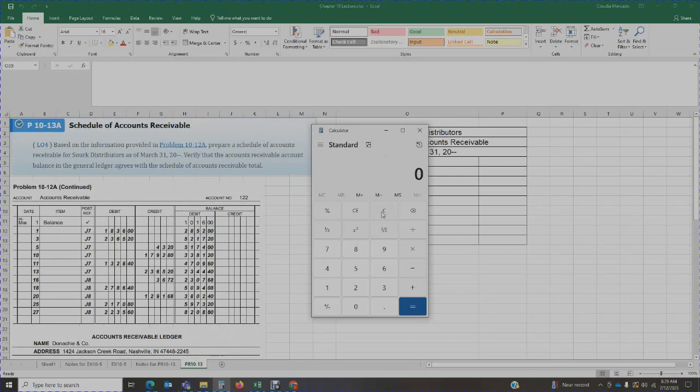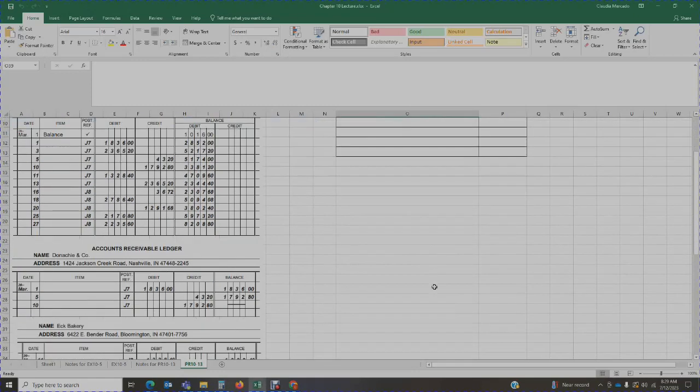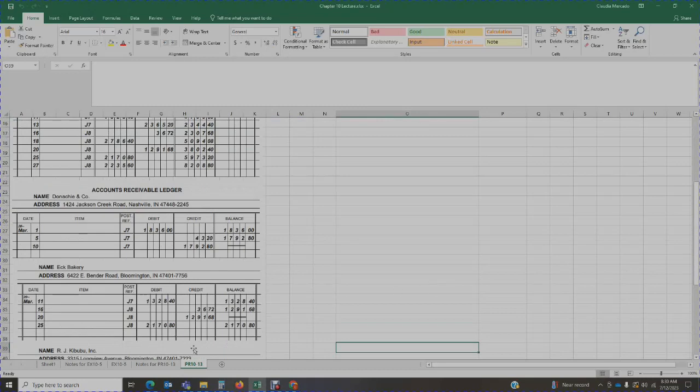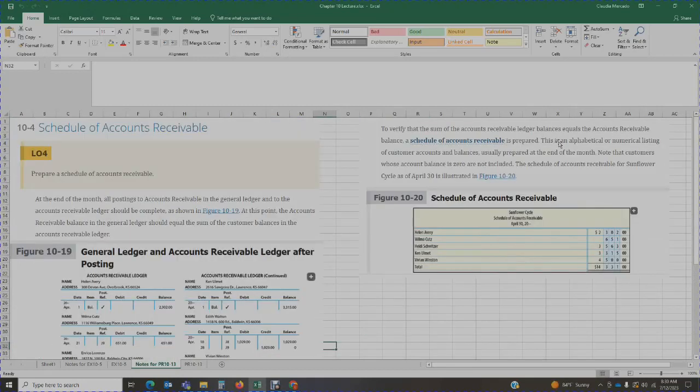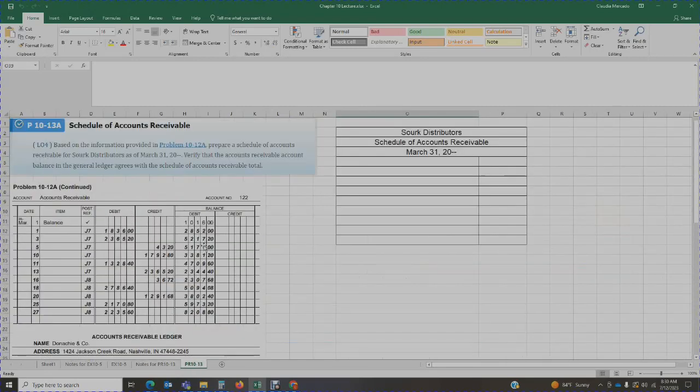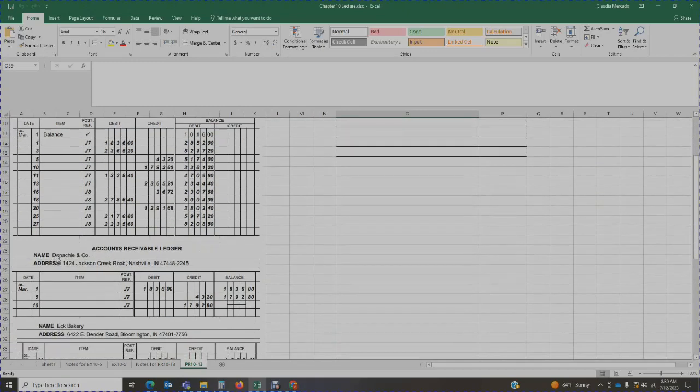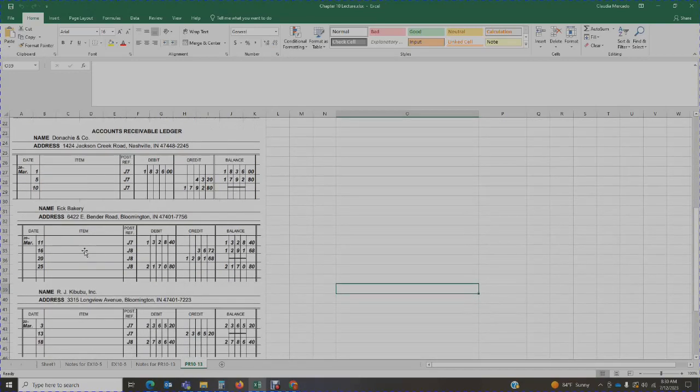Now that we have that information, preparing the schedule of accounts receivable is a piece of cake. Like it's stated in the book, the schedule of accounts receivable can be organized in alphabetical or numerical listing. Sometimes we give our customers a number, so maybe Donachi is 101, Eck is 208. You can do it based on the numerical account number of each customer. In this case, we don't have that information, so we are going by name, in alphabetical order.